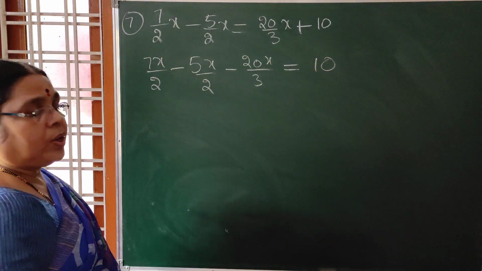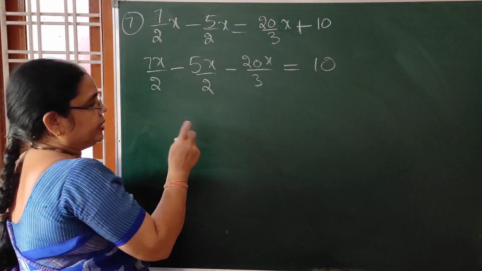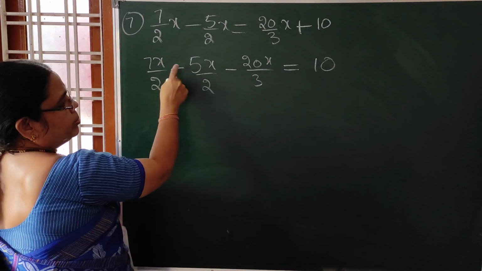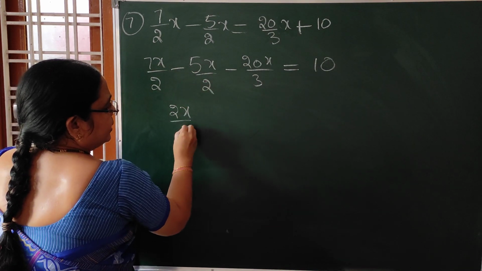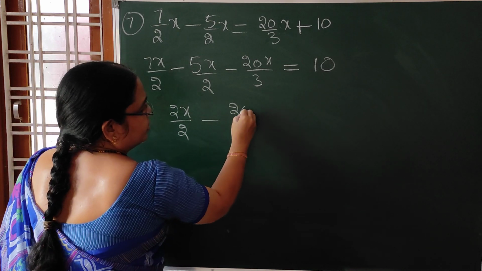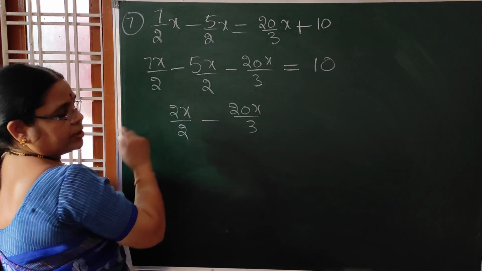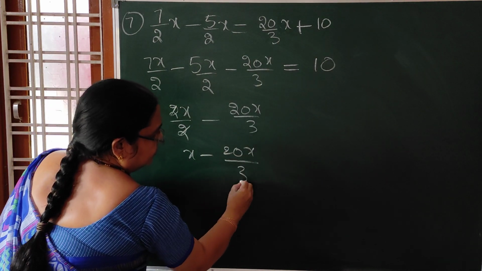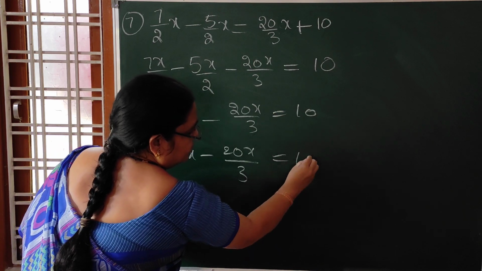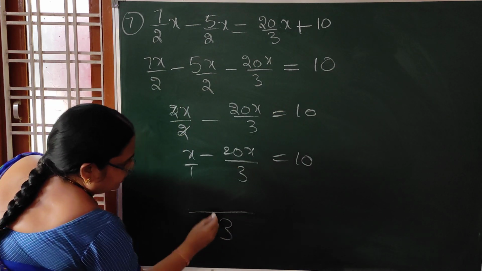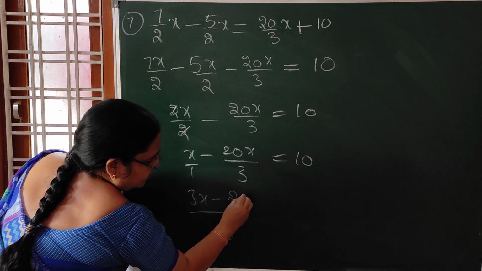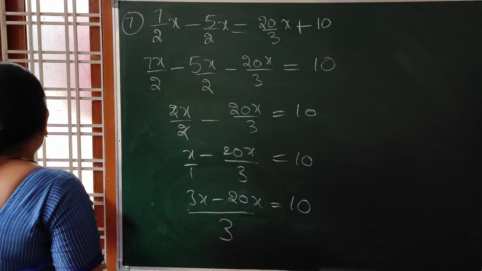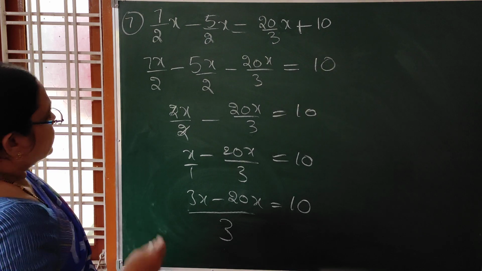In this simplification, you can simplify all three at a time, or these two have the same denominator. So 7 minus 5 is 2x. 2x by 2 you will get, minus 20x by 3. This also you can cancel. So you will get x minus 20x by 3 is equal to 10. Now LCM is 3. So 3x minus 20x is equal to 10.